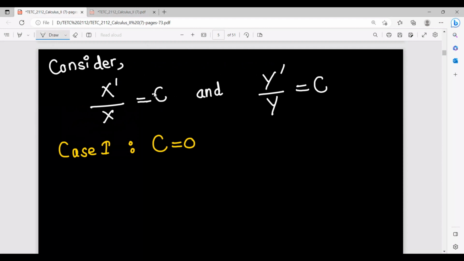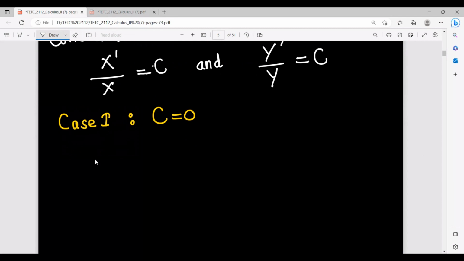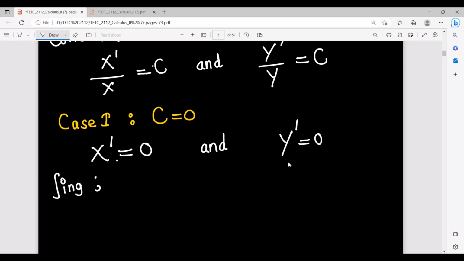X dash over x is equal to 0. So if we cross multiply this, what is the output? X dash is equal to 0. How about this one? This side becomes 0. If we cross multiply this, again we obtain y dash is equal to 0. Since a derivative of something is equal to 0, we need to find what x is. What are we going to do here? We are going to integrate both sides of this one and this one.